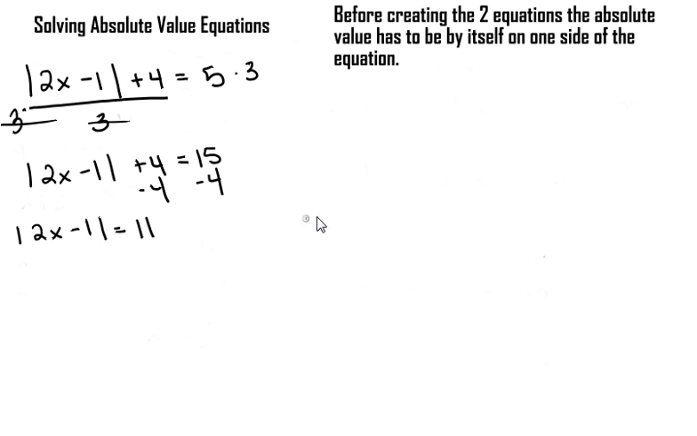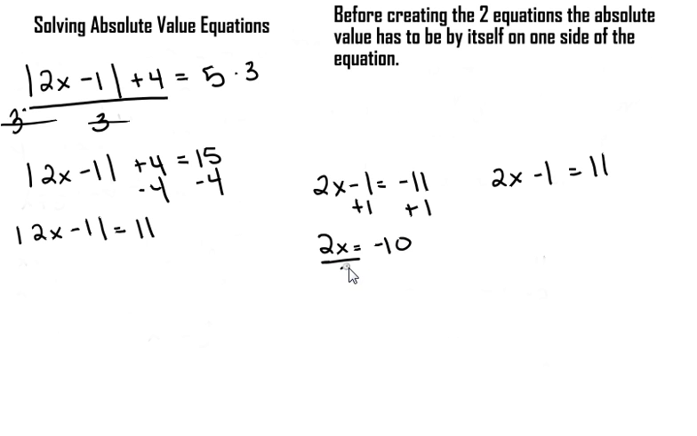From here, we can create our two equations. 2x minus 1 equals a negative 11, and 2x minus 1 equals a positive 11. On the first equation, we add 1 to both sides and get 2x equals negative 10. Divide both sides by 2 and get x equals negative 5.